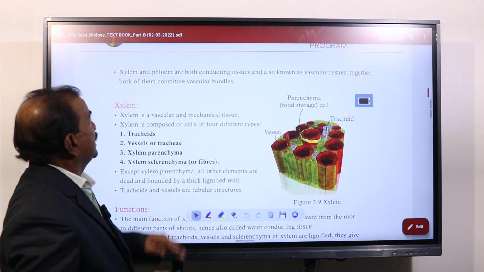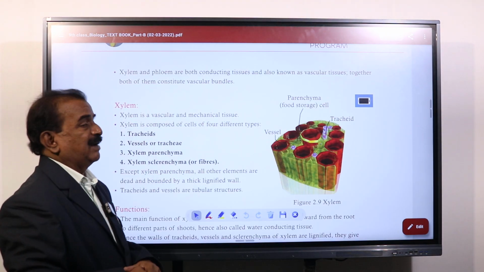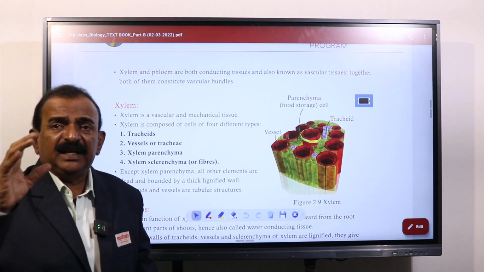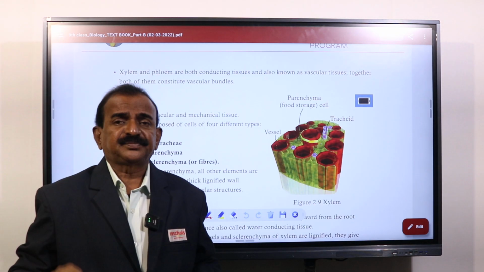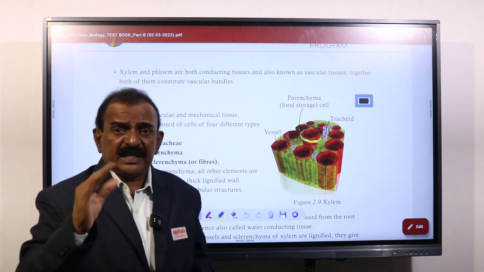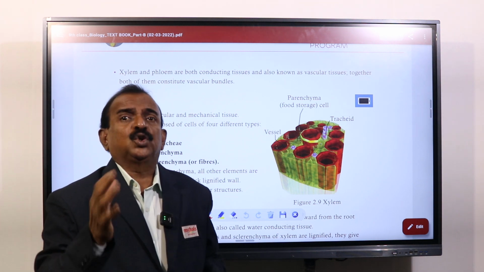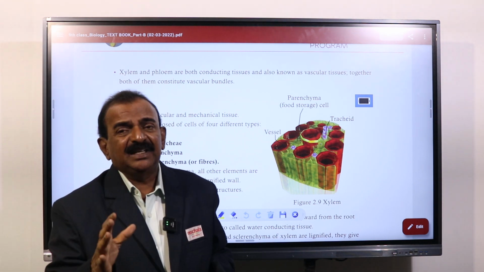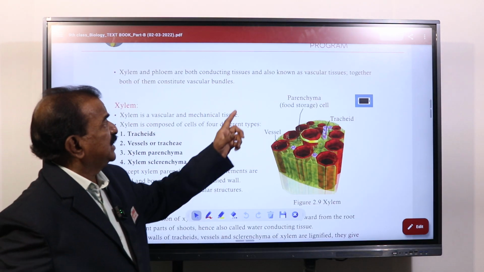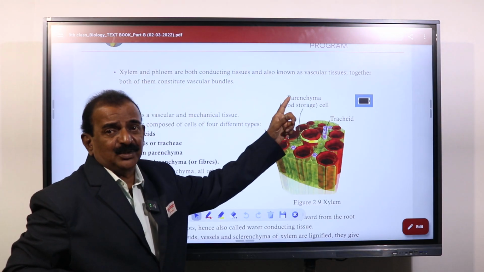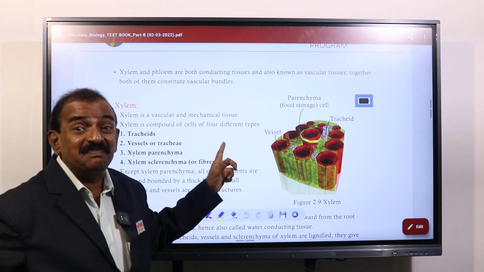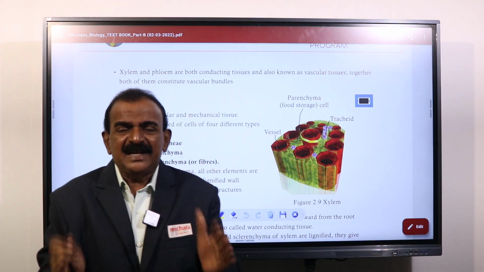You are observing that xylem and phloem are both called conductive tissues. Why? Because they are transporting, and these tissues are helpful in conduction of food materials and also water and minerals. That is the reason these tissues are called conductive tissues. They are also known as vascular tissues, and these vascular tissues together are called vascular bundles. They form a bundle.